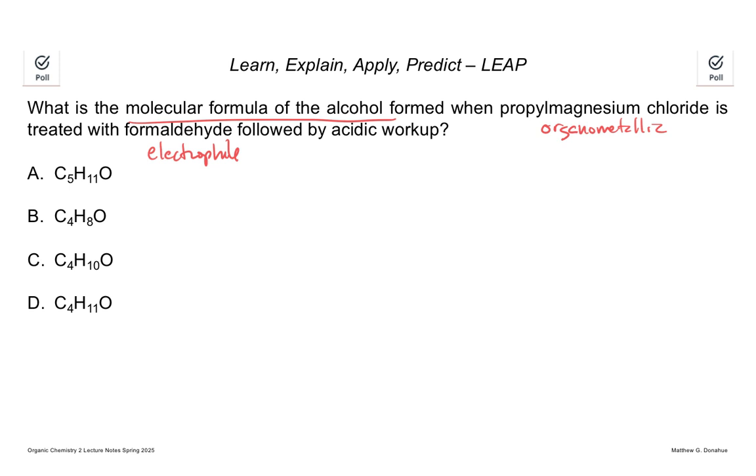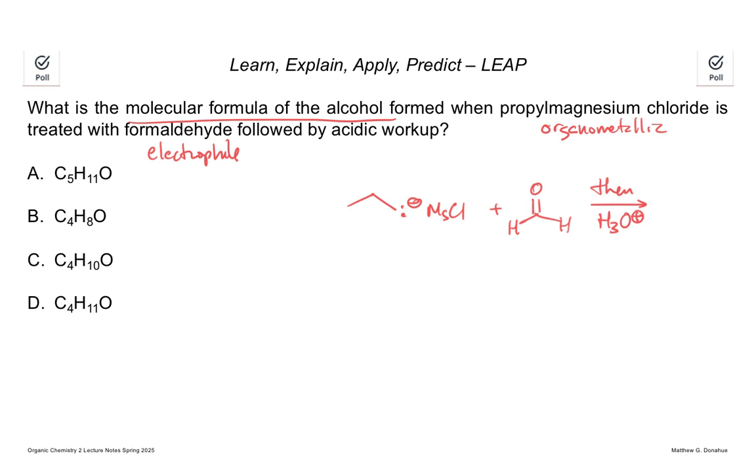So propyl is 3. So propyl magnesium chloride plus formaldehyde. And I'll say then acidic workup. So maybe we can answer this piece by piece.